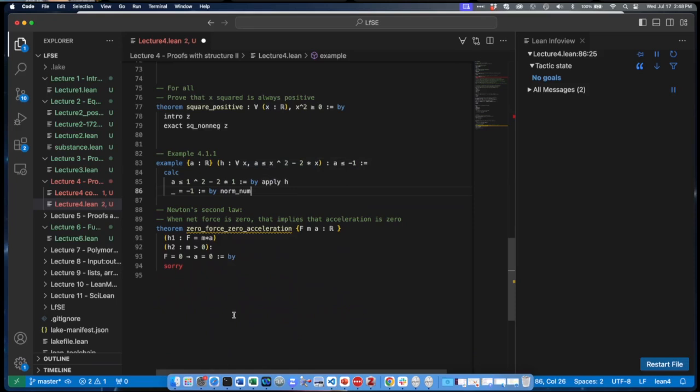And finally, we have one more, which is an implication kind of proof. So we talked about implication a little bit, and we're using the implication operator, and we're going to prove a curious little example from Newton's equations of motion. If we're just looking at Newton's second law, when the net force is 0, that implies acceleration is 0.